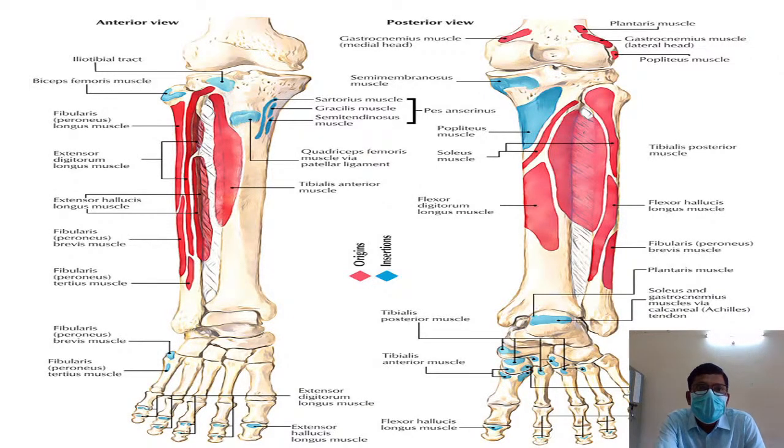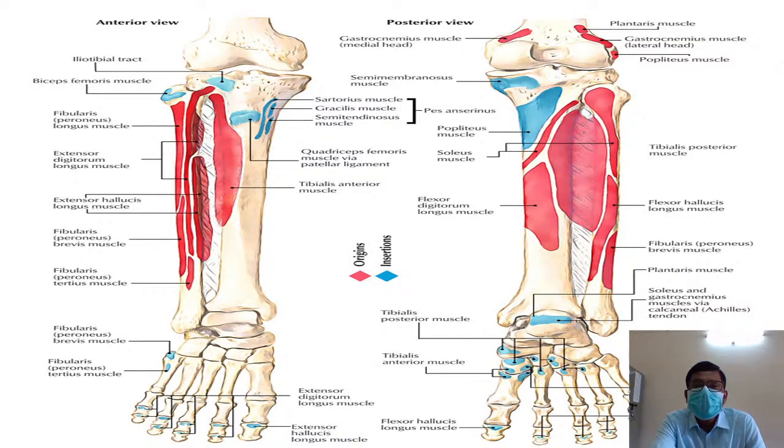Along with this, coming to the insertions of other muscles on the medial surface of the upper end of the tibia, there are three important muscles which get inserted, one being the sartorius, okay, most laterally. Then medial to the sartorius, you will be seeing the gracilis and also the semitendinosus muscles.